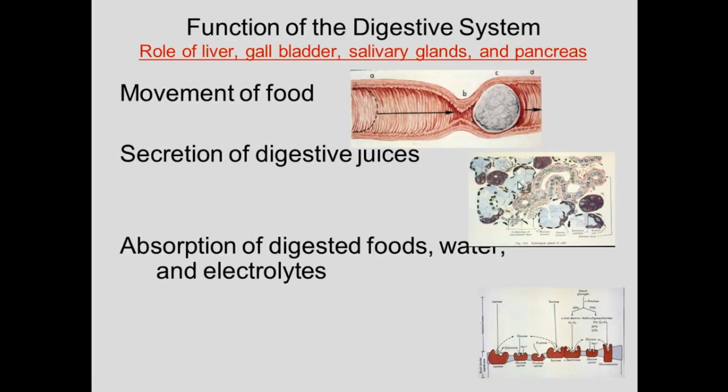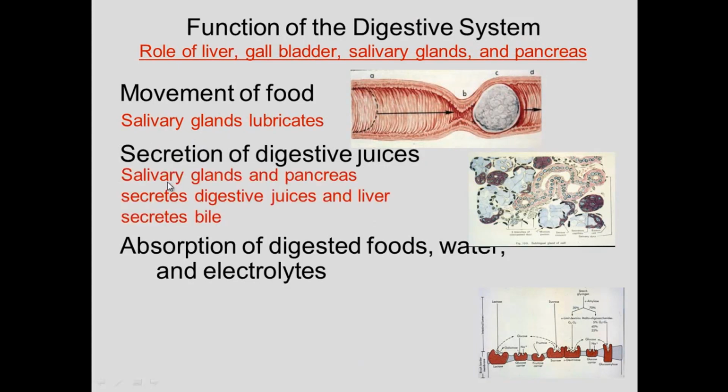Now, the function of the digestive tract is to move food, secrete digestive juices, and absorb foodstuff, and the accessory glands contribute. The salivary glands lubricate things for food to slip down. Also, the salivary gland and the pancreas secrete digestive juices, as well as the liver, which secretes bile for emulsifying fats and getting rid of cholesterol. The liver stores nutrients and it cleans the blood.